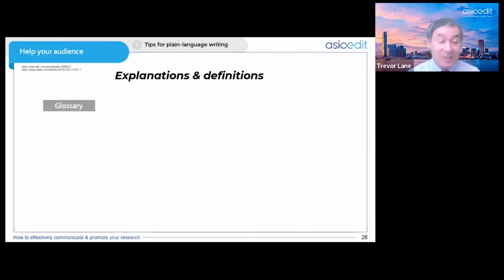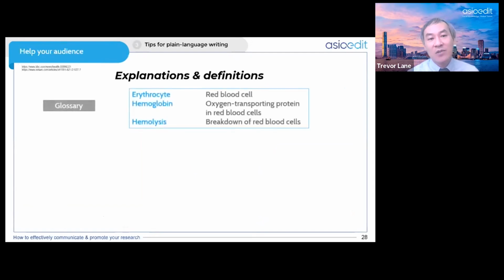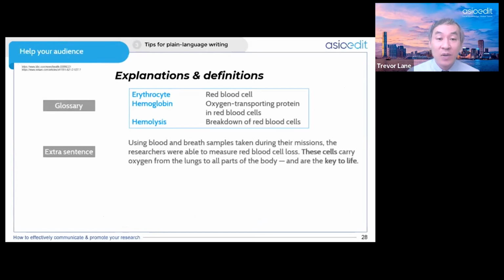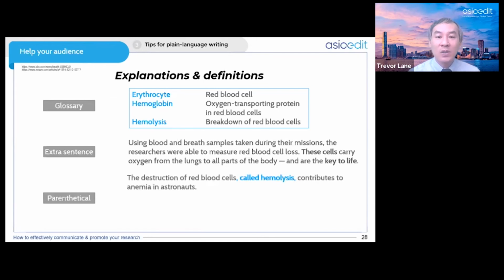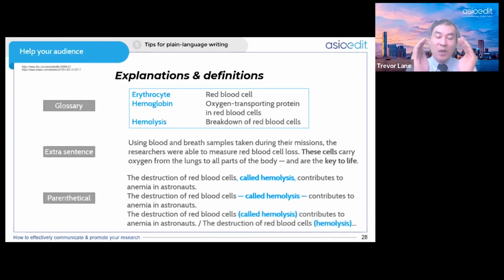You might have to explain things more. So in a longer document, you can have a little dictionary, a glossary. But in shorter documents, you might have to explain things. So the BBC News story actually explained what red blood cells were. People might not know. So they carry oxygen and they're key to life. Or you can have a quick definition like this, comma, called hemolysis, or em dashes, longer dashes, or brackets, parentheses. So you can have a phrase like which is called, or also known as, or you can just have a very short version, just have the scientific word in brackets. Or it could be the other way around, the scientific word and then the everyday definition in brackets.